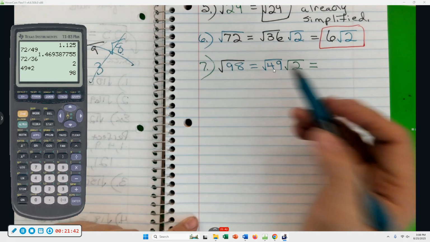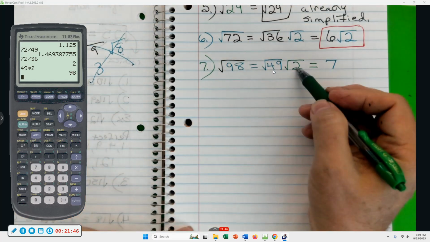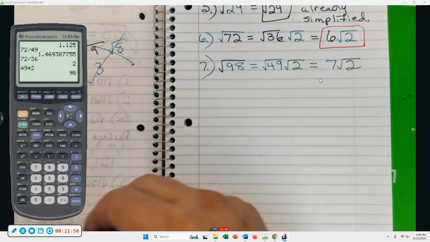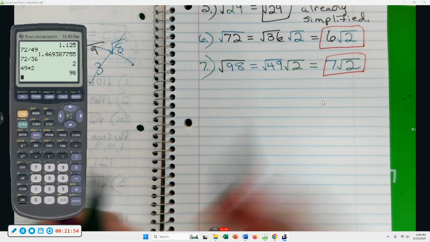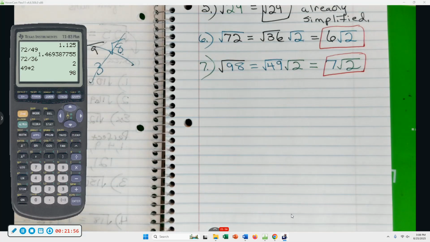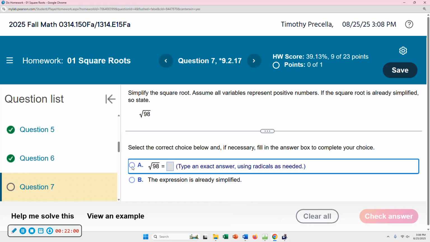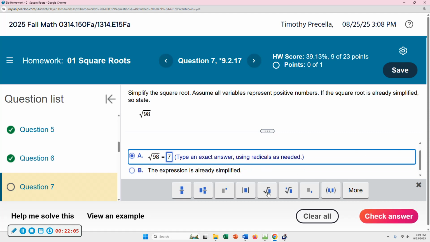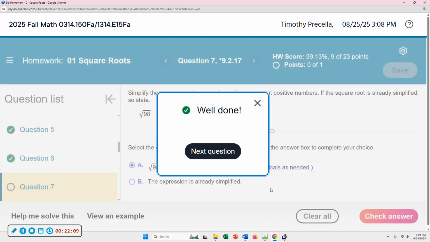The square root of 49 is 7. The 2 stays under the radical for the final answer of 7 square roots of 2. Any questions there? 7 square root 2, enter.